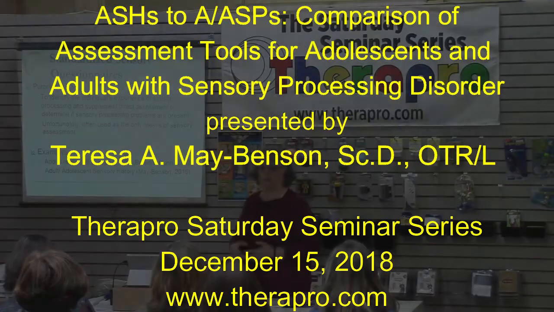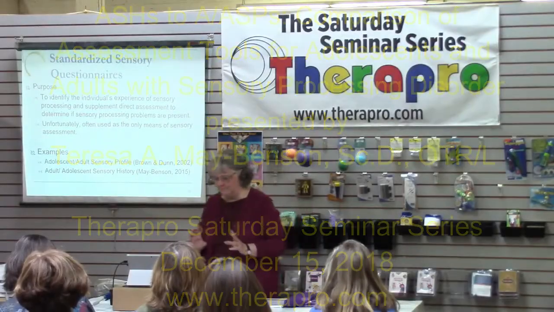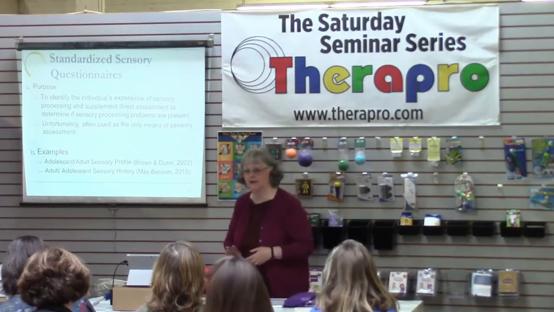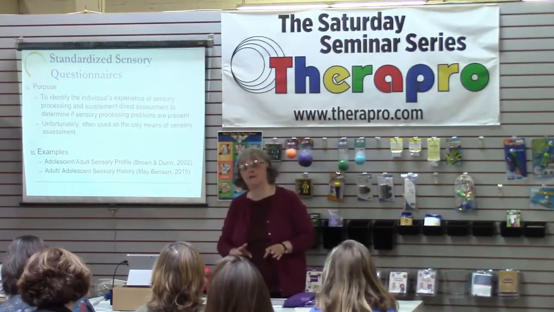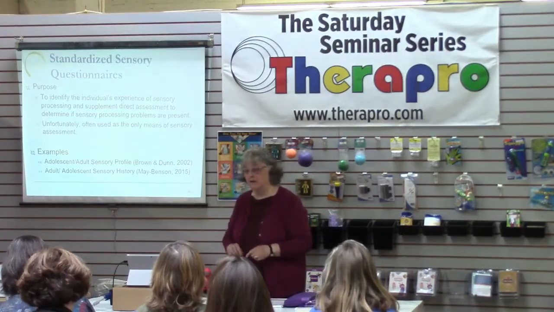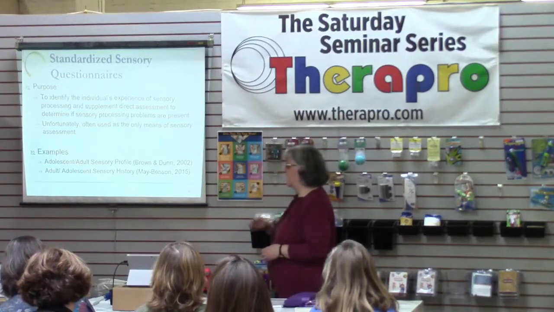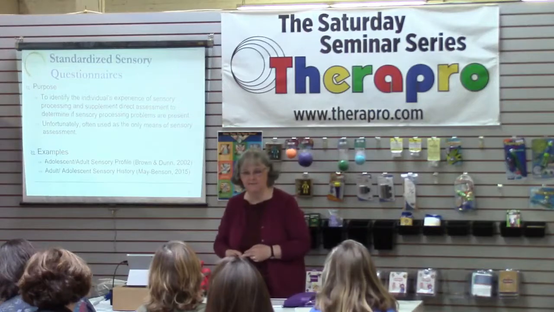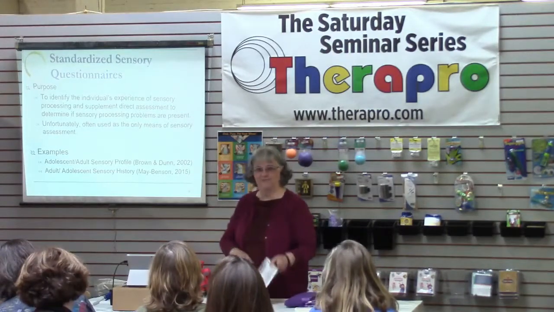problems and motor problems. And we'll get into that. There are two that I want to talk about today because as far as I know, they're the only two standardized ones that are out there. The first of these is the Adult Adolescent Sensory Profile, good old Brown and Dunn's, and our ASH.